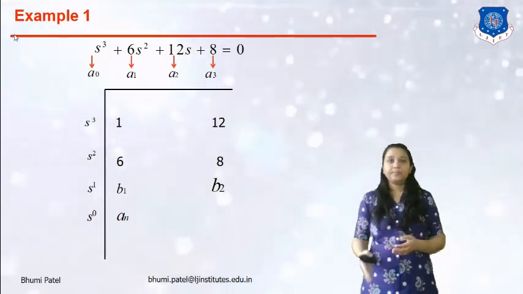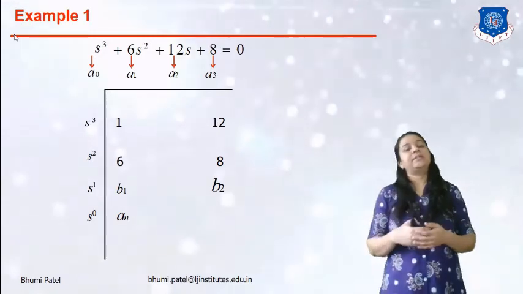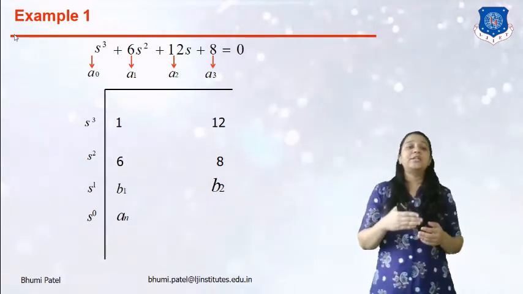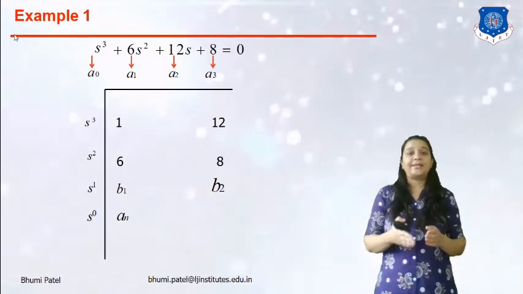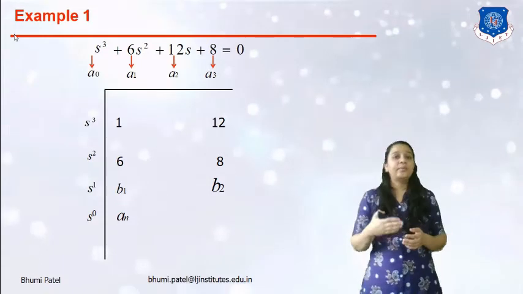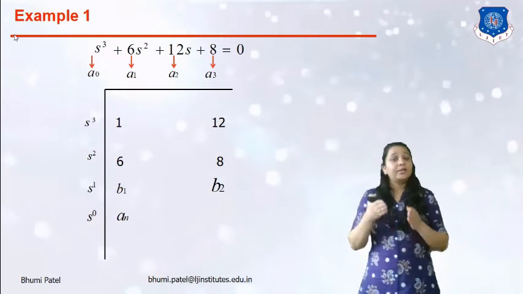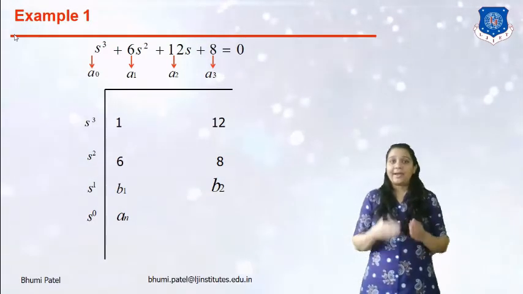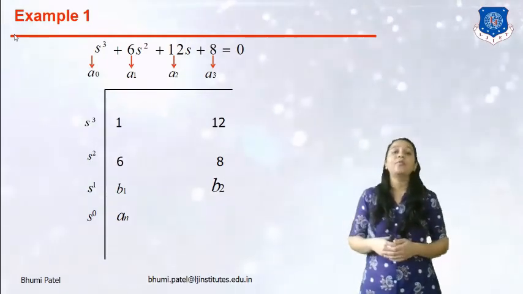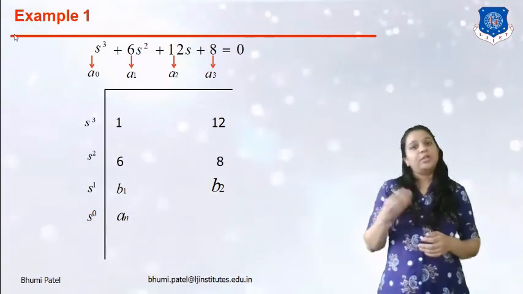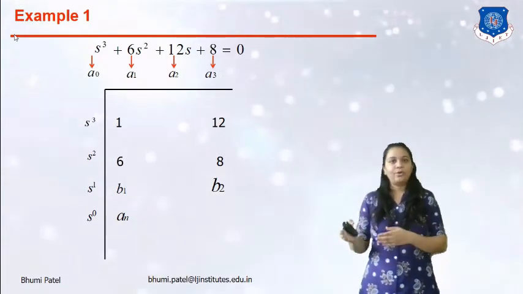Now in this table we have to write the coefficient values of this system equation. In the s cubed row, we have to write the coefficient of s cubed. Here the coefficient of s cubed is 1, so we write 1. After that, we skip the next term, that means we skip 6s squared, and then we write the coefficient of the next term. The coefficient of the next term is 12, so we write 12 in the first row.